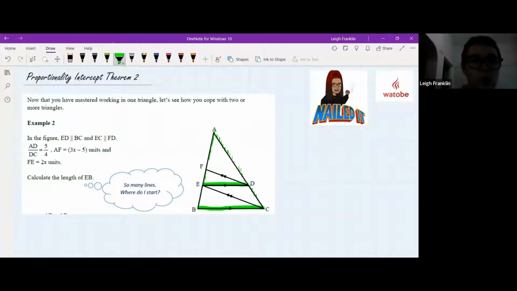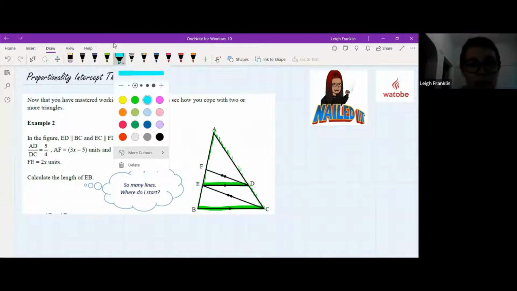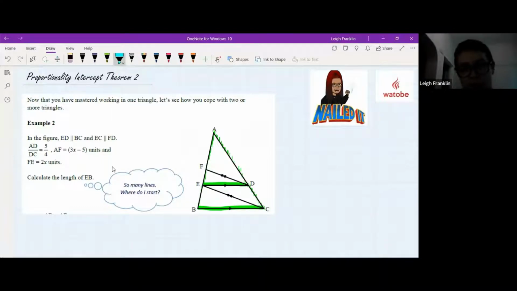The other thing that we notice is that we've got another pair of parallel lines. In this case, EC is parallel to FD. So again, we've got sides that have been cut into proportions: this side, AF over FE, and here, DE over DC.